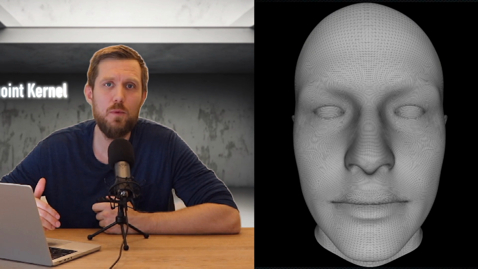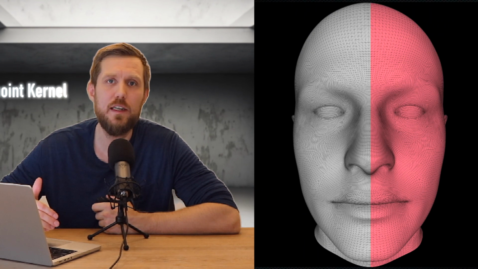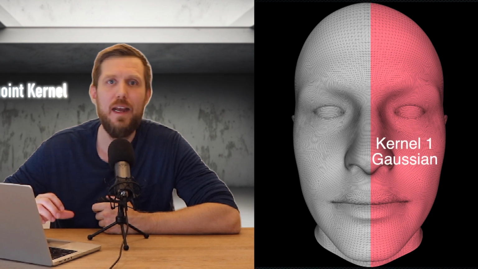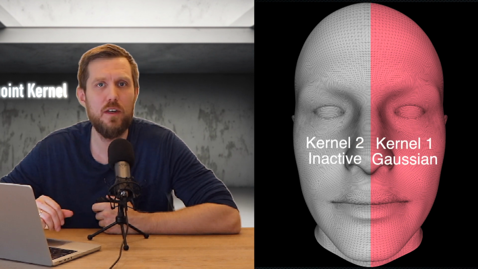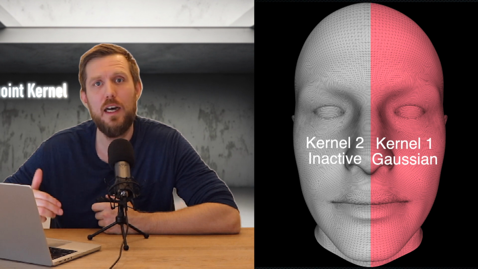Another useful kernel is the Changepoint Kernel. For this, let's stick with the face mesh and make one side of the face with one kind of kernel and the other side with an inactive kernel. In this way, we should see that only half of the face deforms when we sample from the model.